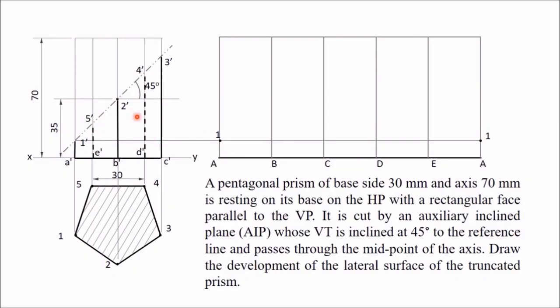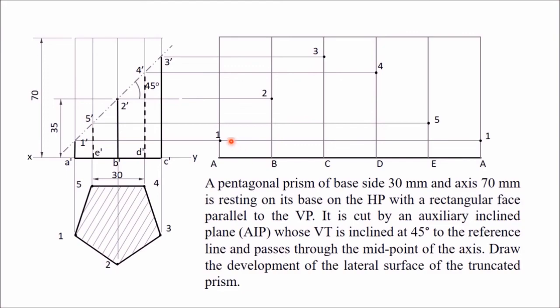Similarly, from 2 also draw from 2. 2 is the point which section plane cuts the edge from B. Edge from B. So this is edge from B. So this point should be 2. Similarly, you will get 3, which is point on C. So this is C. This point on C. In this way, you will get 4 and 5 also.